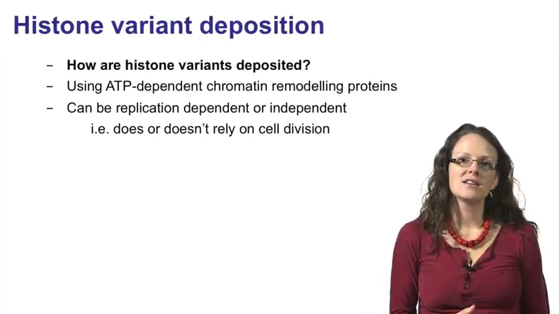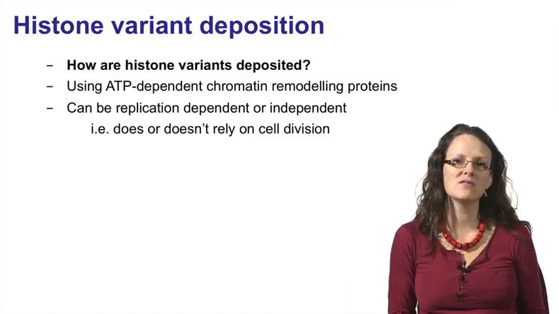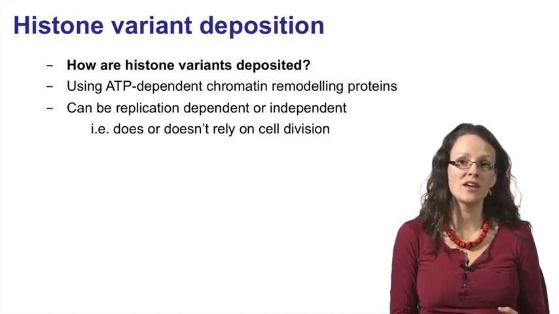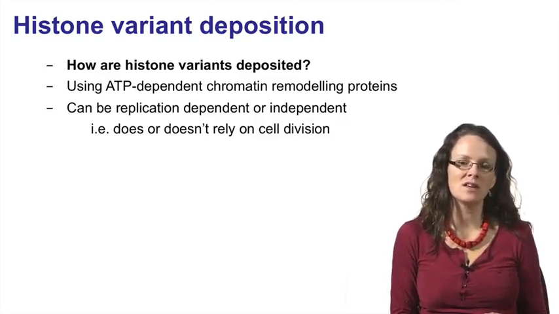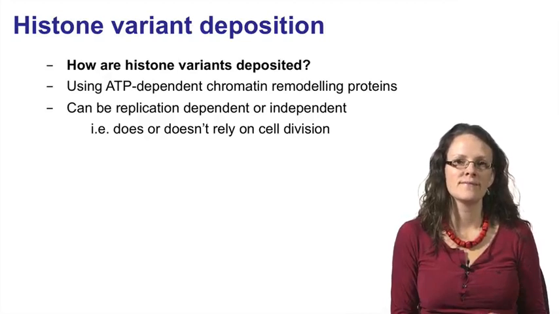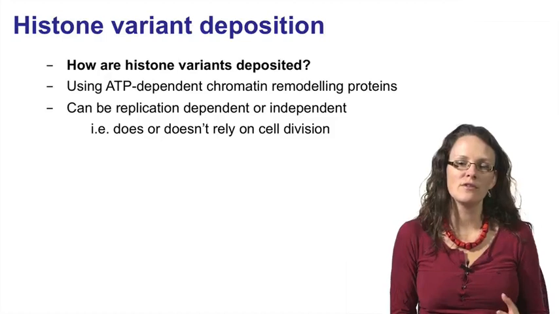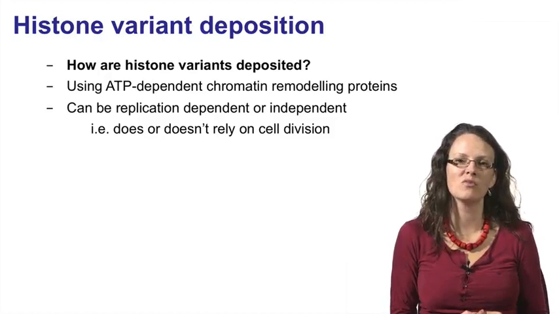You'll remember in the last lecture that I mentioned that histone variants need to be deposited, and this involves the chromatin remodelers, the ATP-dependent chromatin remodeling proteins. Importantly, this histone variant deposition can happen at the time of replication, so it can be replication dependent, or it can be replication independent. In other words, the cell wouldn't have to divide for a nucleosome to be changed and a histone variant to be included. This is important depending on the type of histone variant and its function. We wouldn't always want to have to wait until a cell divides to be able to incorporate these variants.